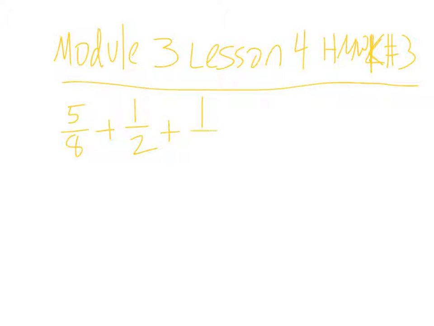Now, this is adding 3 fractions together, which I don't recommend. But what I do recommend is adding 2 of them together, getting an answer, and then adding that to the 3rd fraction. Or, if you did want to add all 3 fractions together, you'd have to get a common denominator for all 3.